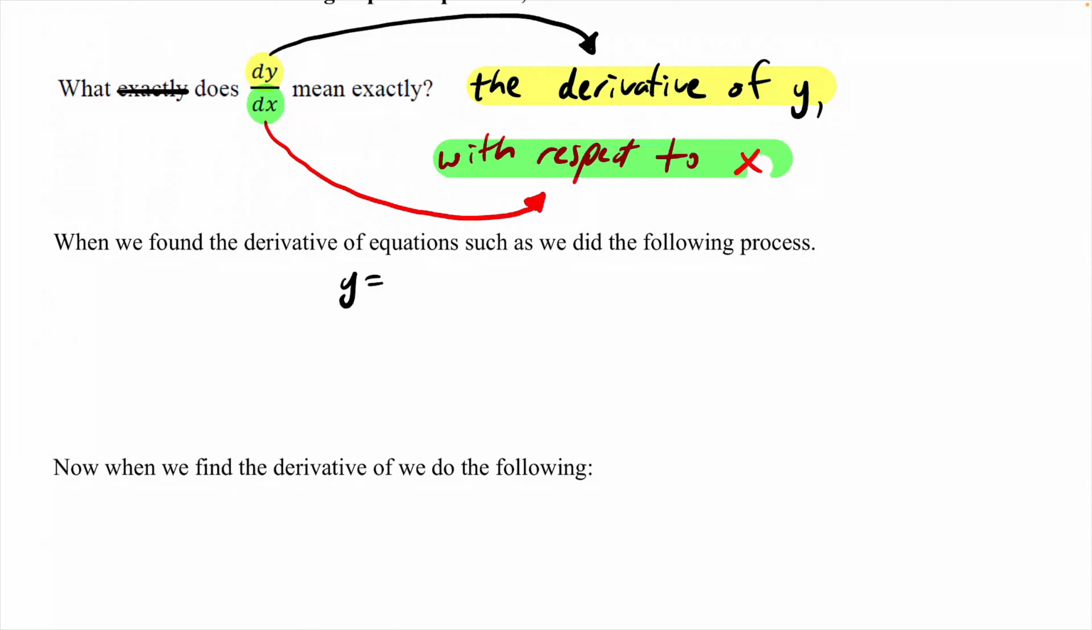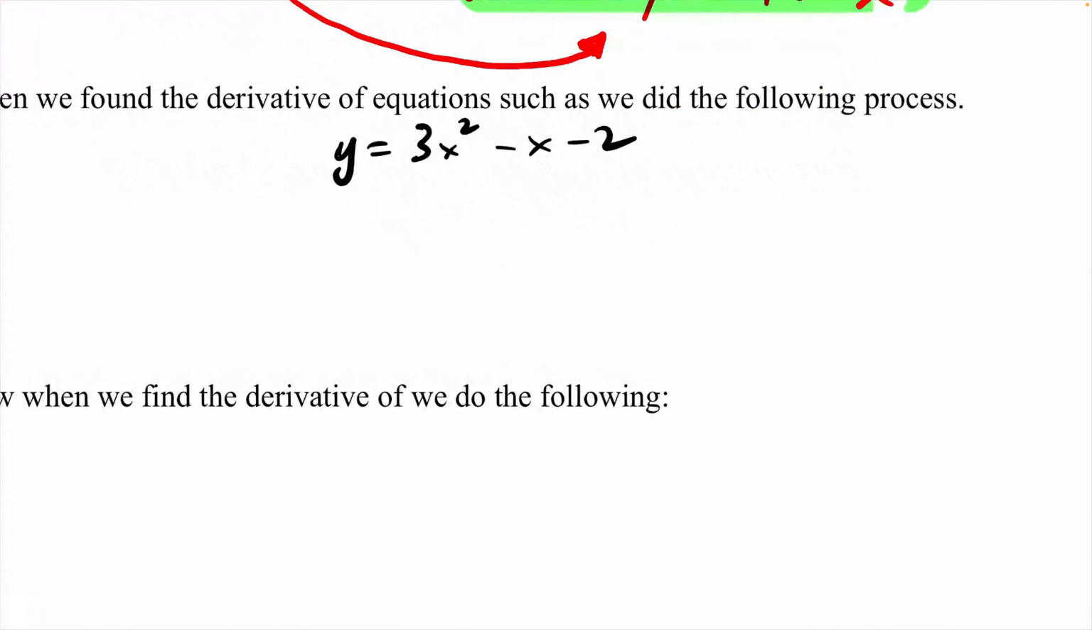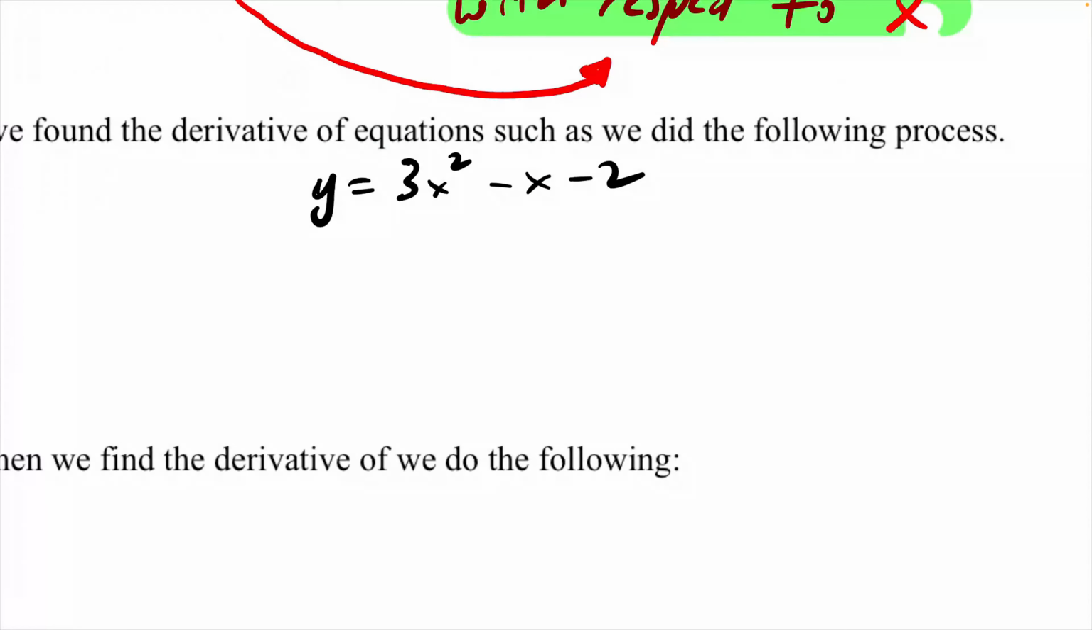Y equals 3x squared minus x minus 2, plus 2. We just spent a whole unit on how to find the derivative of that, right? So how did we find the derivative of this? Which rule did we use? Just the power rule. We didn't need to use any of the other rules.